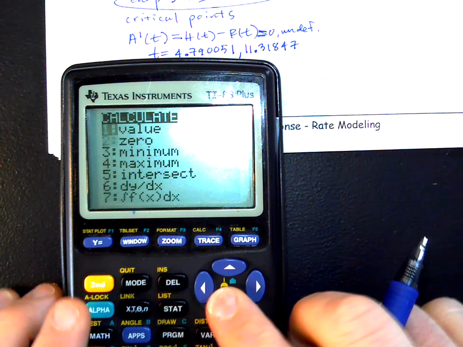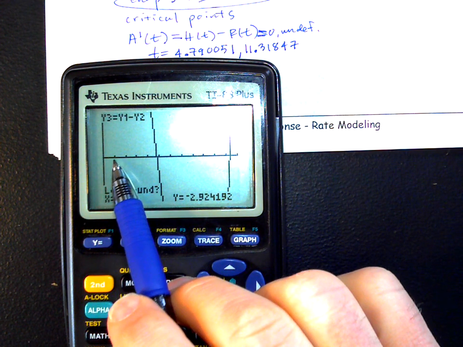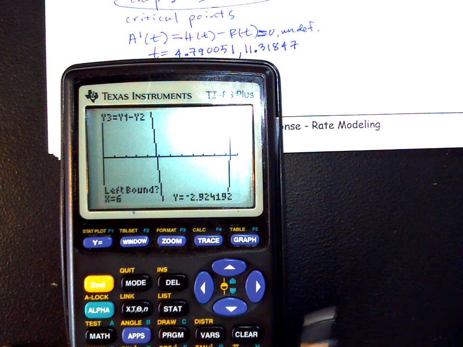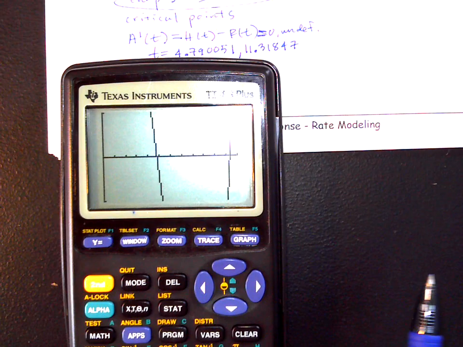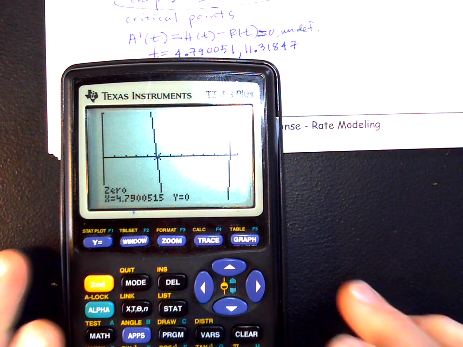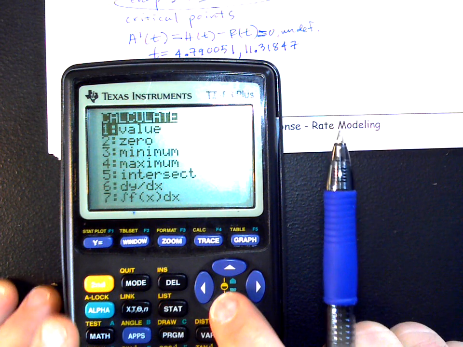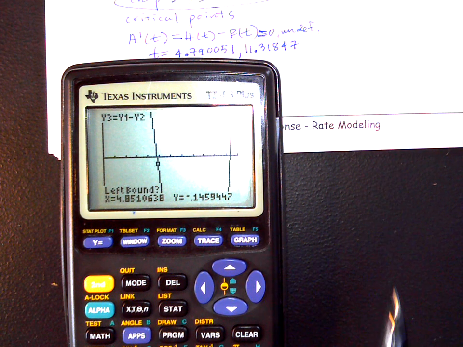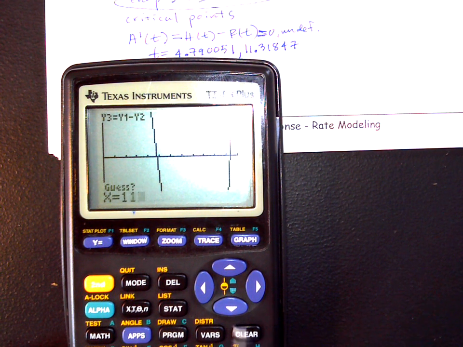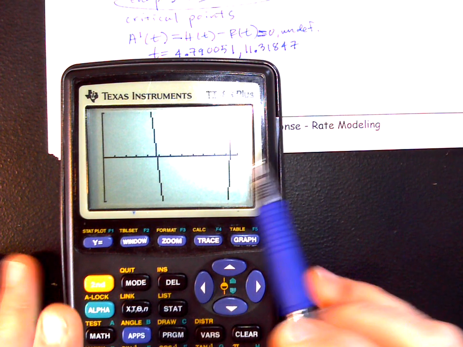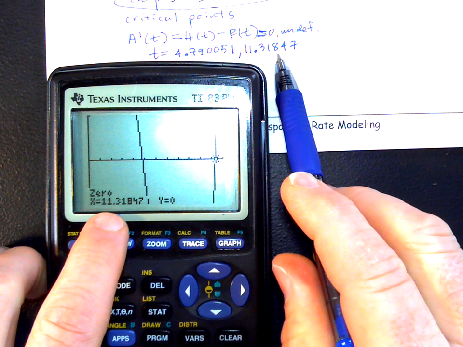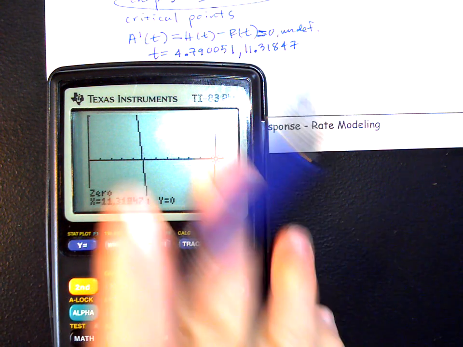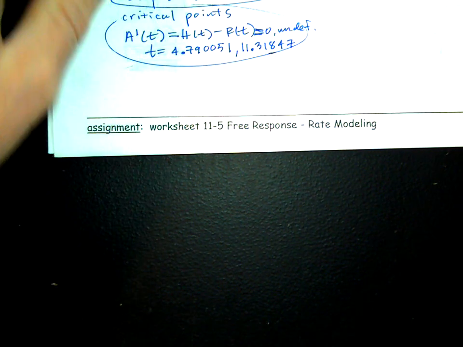And if you do second calculate 0 now, you say, well, that one looks like it's between 1, 2, 3, 4, and 5, like 4.5 to 5.5, guess 5. And hey, same answer, right? We got before. Second calculate 0. That's between 11 and 12, guess 11.5. So we're going to find this one right now. And 11.31847, that's the same value we got from the graph. So either way. But you need to write this stuff down, okay?